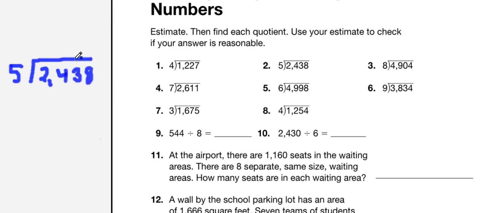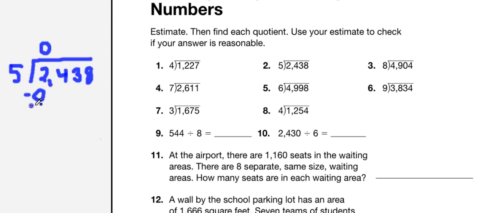2,438. Okay, same thing as 2,438 divided by 5. So let's start with our highest place, the thousands. How many fives can fit into 2 or 2,000? Well, we can't do it in the thousands, so 5 does not fit into 2. So we would have to put a 0. Okay, and if we did 5 times 0, it would be 0.